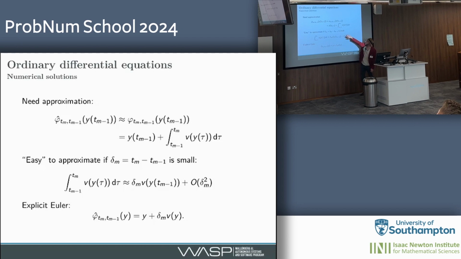It turns out that if the adjacent time points are close together, then we have an integral over a very short interval, and those are very easy to approximate. So, for instance, you can just plug in y at the left-hand endpoint and pretend that v of y is constant with that value. Then it's just the integral of a constant, and now we get what's known as explicit Euler. I'm not going to go into more elaborate schemes, but typically this is how people do it.